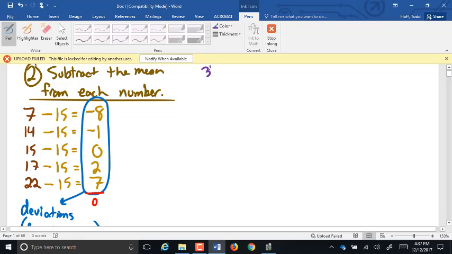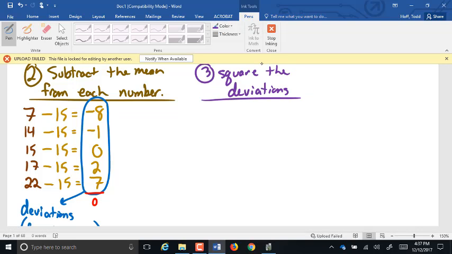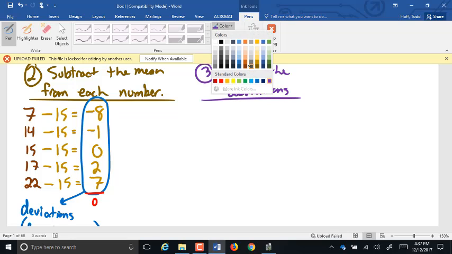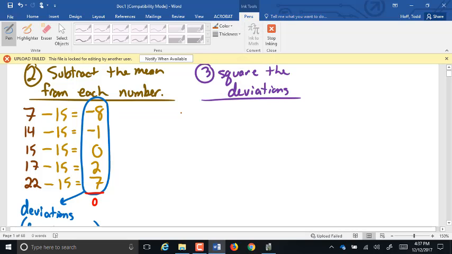Step 3 is to square the deviations. So what is negative 8 squared?